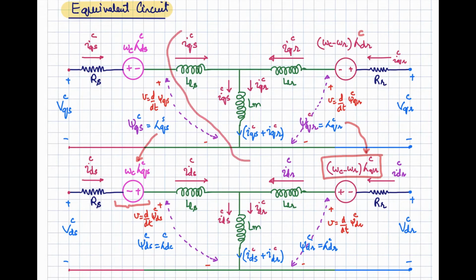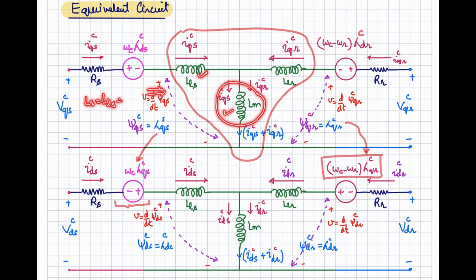This portion represents the inductances which are involved in your induction motor. Looking from the stator side, you have two inductances, LLS and LM. This LM is part of the stator as well as part of the rotor. So the stator inductance is written as LLS plus LM, the total inductance from the stator side. From here I can say that this leakage inductance will be equal to the total stator inductance minus the mutual inductance, or the magnetizing inductance, between stator and rotor.